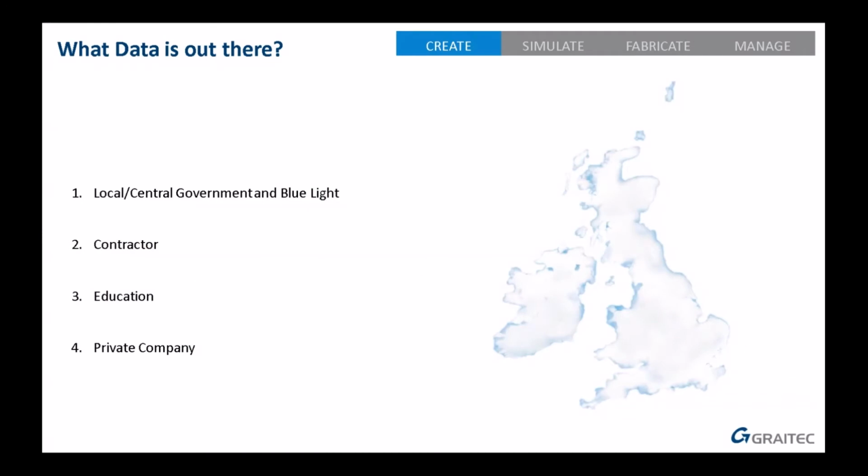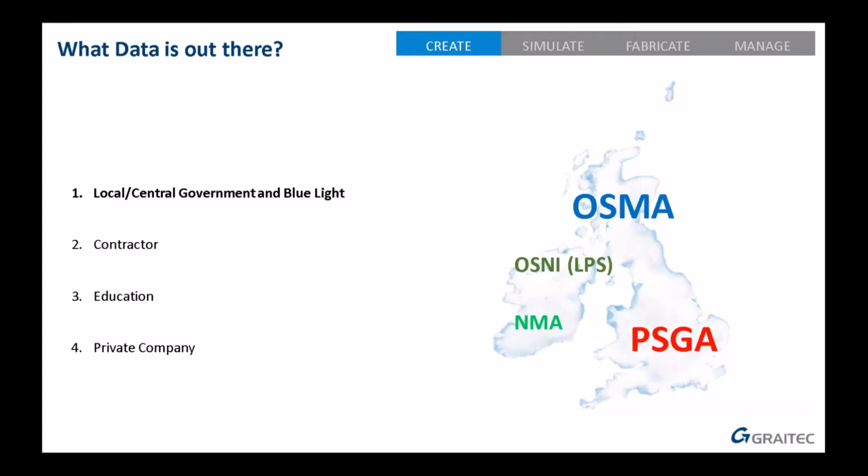So what data is out there? Well, it all depends on who you are, really. If you are a local or central government or fire, police, basically blue light, ambulance, you get yours through what's called the PSGA. Now, I'm aiming this at the UK market at this stage, but most countries have their own versions of this. The PSGA is the Public Sector Geospatial Agreement. This replaces the PSMA, the Public Sector Mapping Agreement. It replaced it only in April this year, so it's brand new in England and Wales.